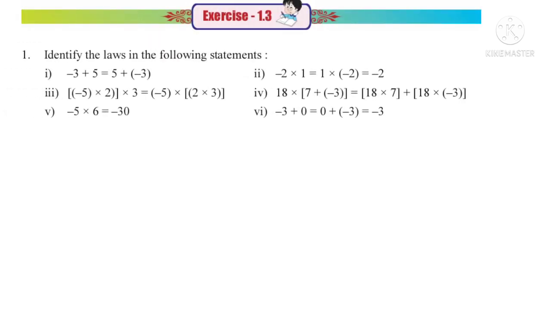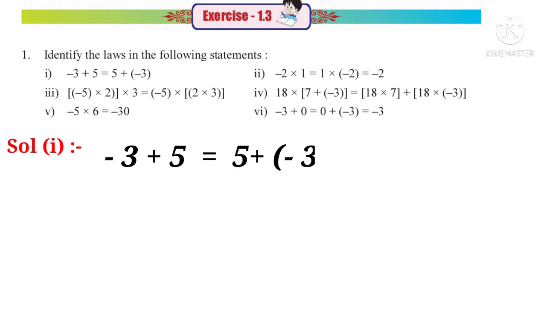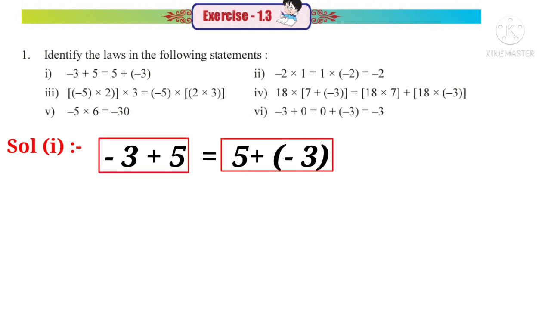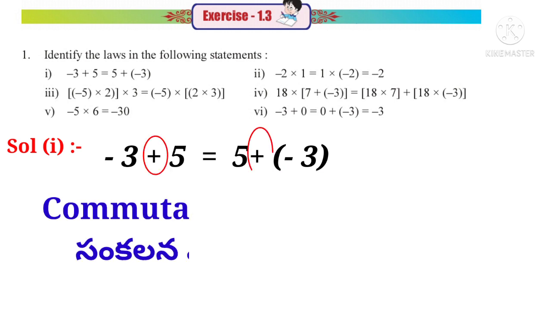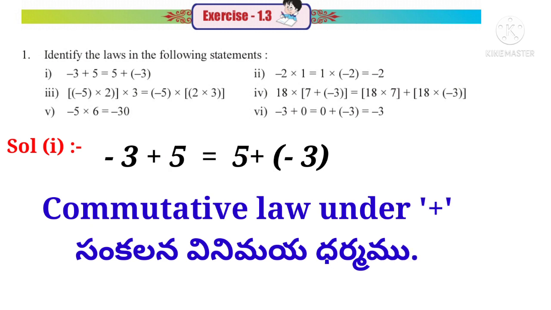Now let us do exercise 1.3. Number 1. Identify the laws in the following statements. Solution 1. Minus 3 plus 5 is equal to 5 plus minus 3. Here observe that minus 3 and 5 are interchanged on the left side and right side, and the operation used here is plus. So this is the commutative property under addition.